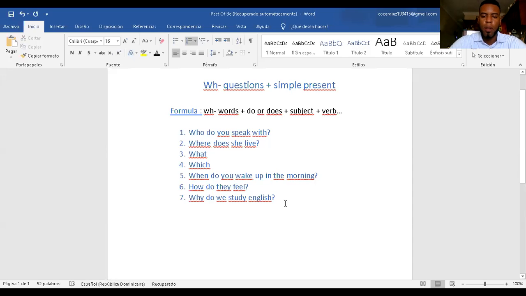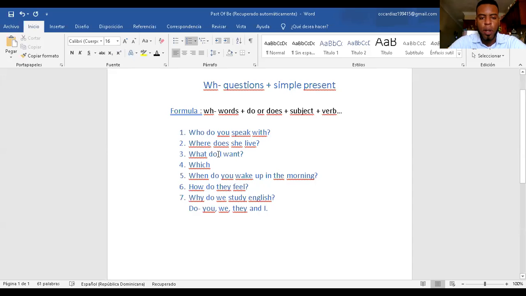Remember, for simple present questions, do is used for you, we, they, and I. As you can see here, do you, do they? An example with I. What do I want?